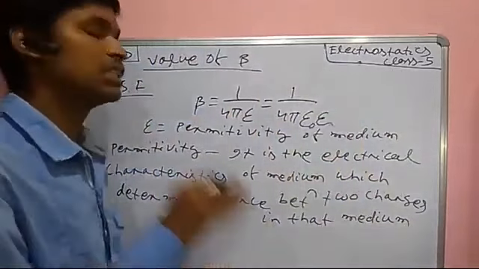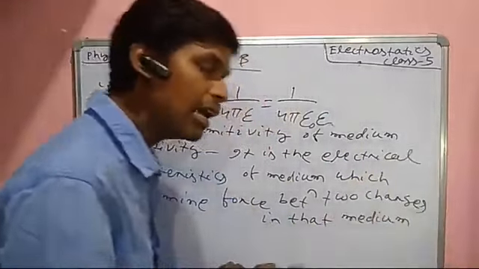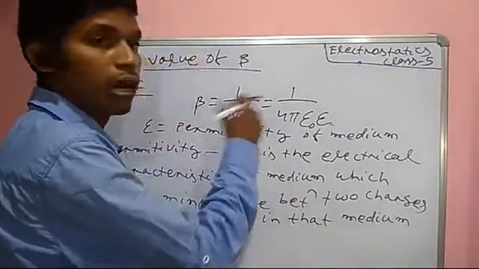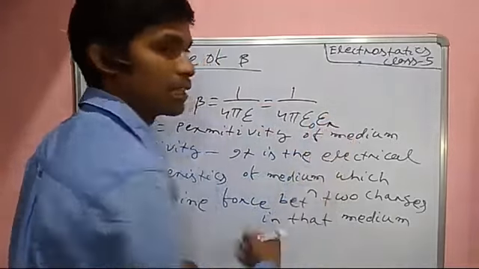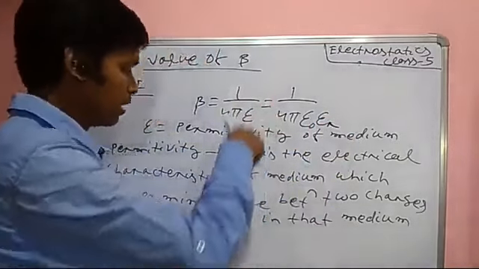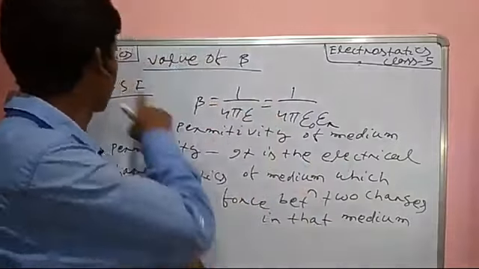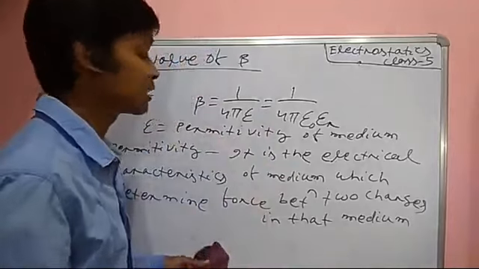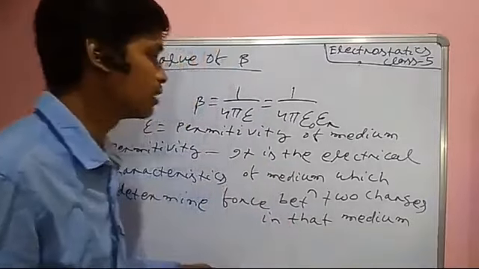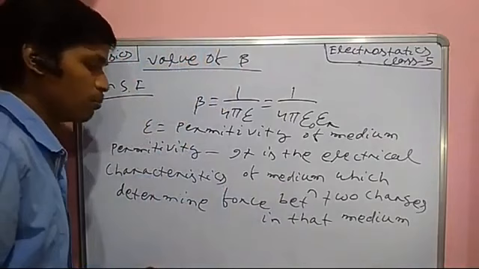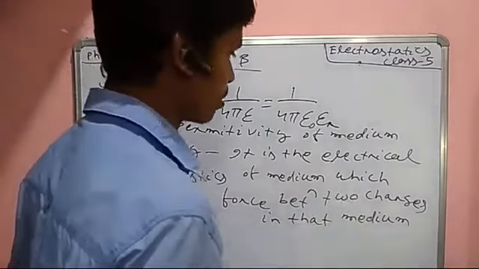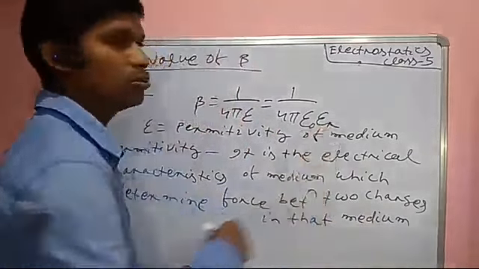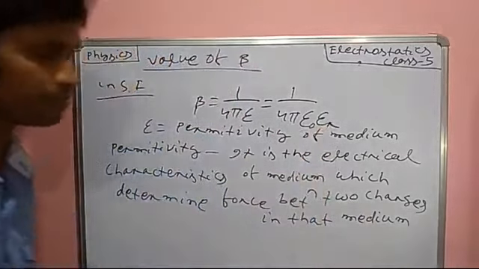You have to remember, in CGS beta is equal to 1 by K, in SI beta is equal to 1 by 4 pi epsilon. And epsilon is equal to epsilon 0 epsilon r, that I will discuss later in CGS and SI units. Now we have to discuss what epsilon 0 is and what epsilon r is. So you have to note down.